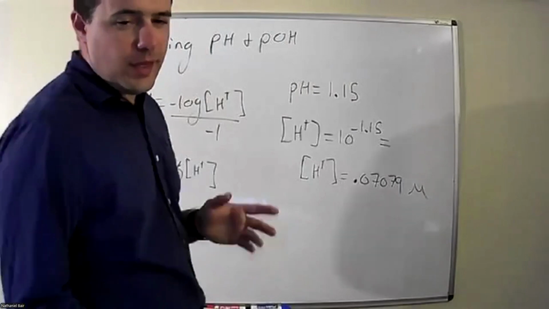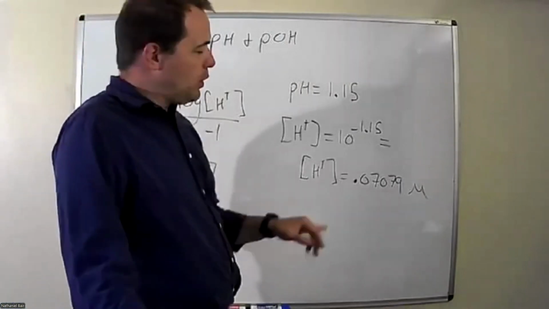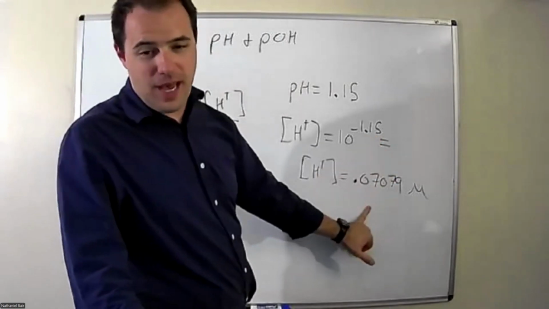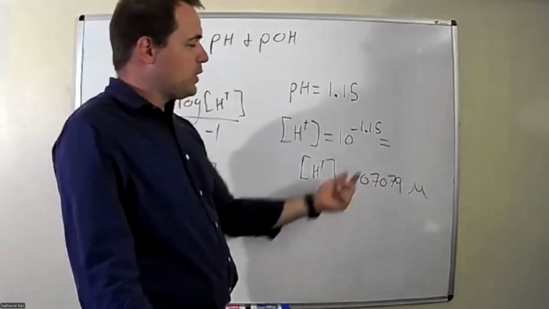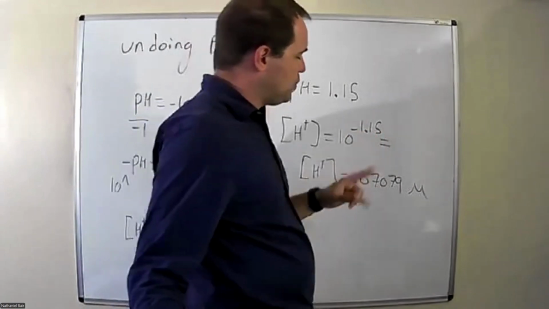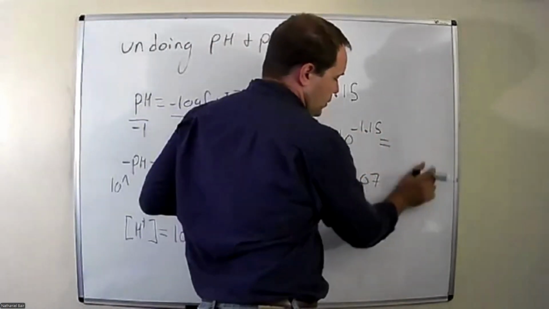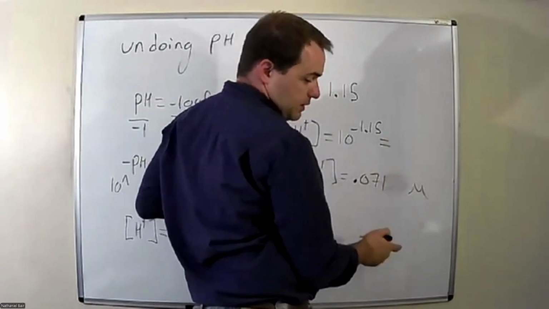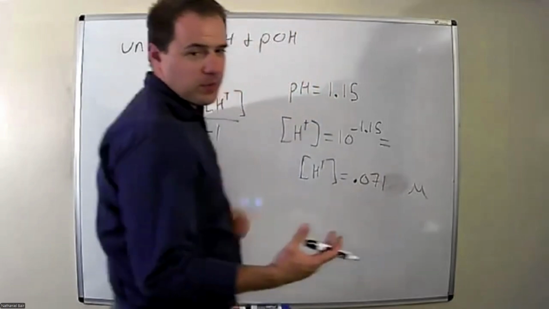Now, you have to apply that sig fig rule in reverse. So the number of place values past the decimal in the pH is how many sig figs this has to have, right? But we're going backwards. So that's 2 places past the decimal. That's 2 sig figs. This would be 0.071 molar. Now that 0 is a leading 0. It doesn't count as a sig fig. So you can see how we work backwards there.